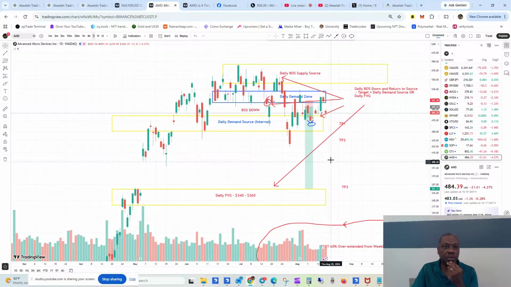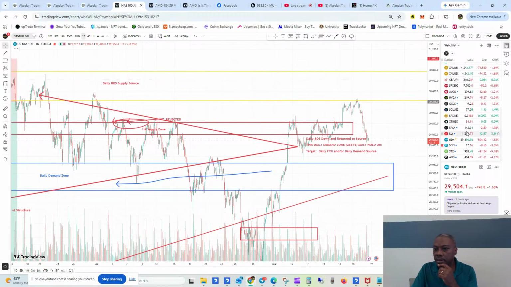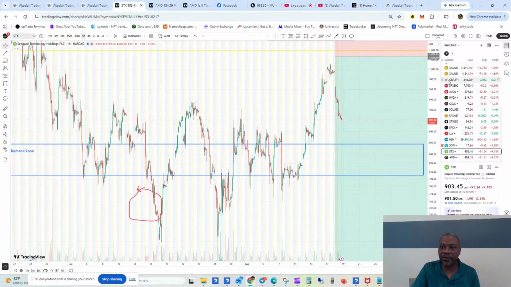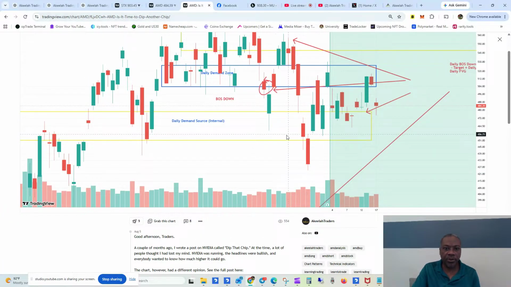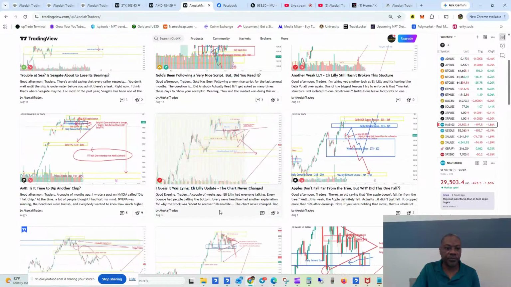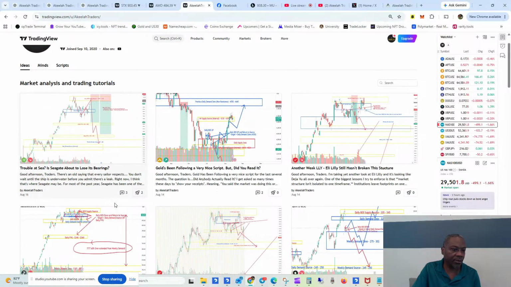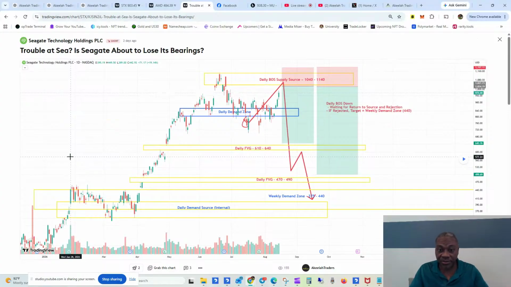Let's go to the next one I want to review today, and that will be Seagate. Okay, yeah, Seagate, because Seagate is very, very interesting here. And I'm going to start this one with another post from TradingView. I'm going to point this one out because I got ridiculed pretty big on TradingView about this post.